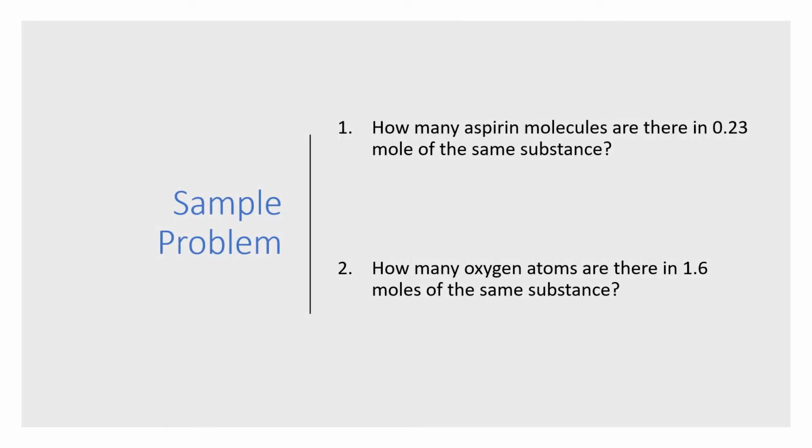Sample problem, how many aspirin molecules are there in 0.23 moles of the same substance? Now, let's first define the given. No? So, 0.23 mole of the same substance daw, and then tinatanong, how many aspirin molecules? Answer is 1.4 times 10 raised to the power of 23 aspirin molecules.